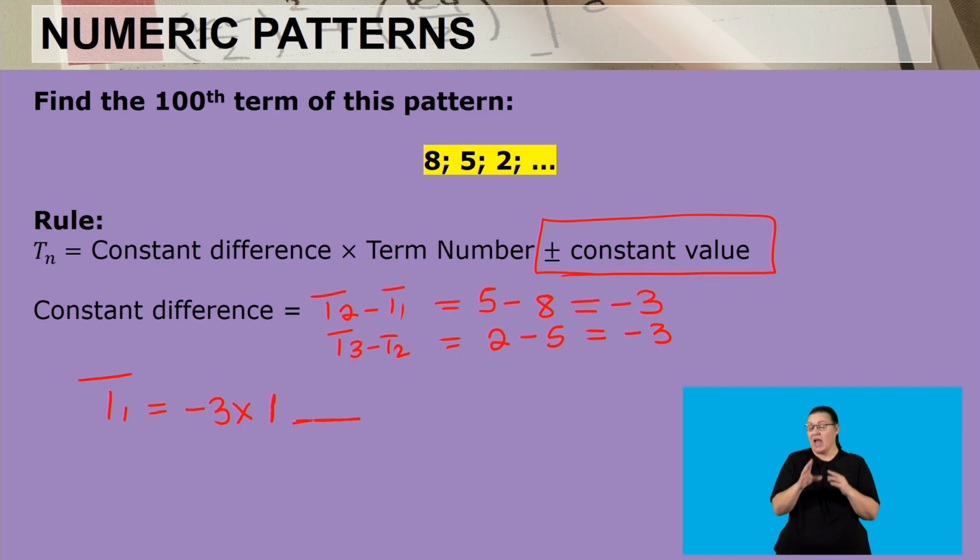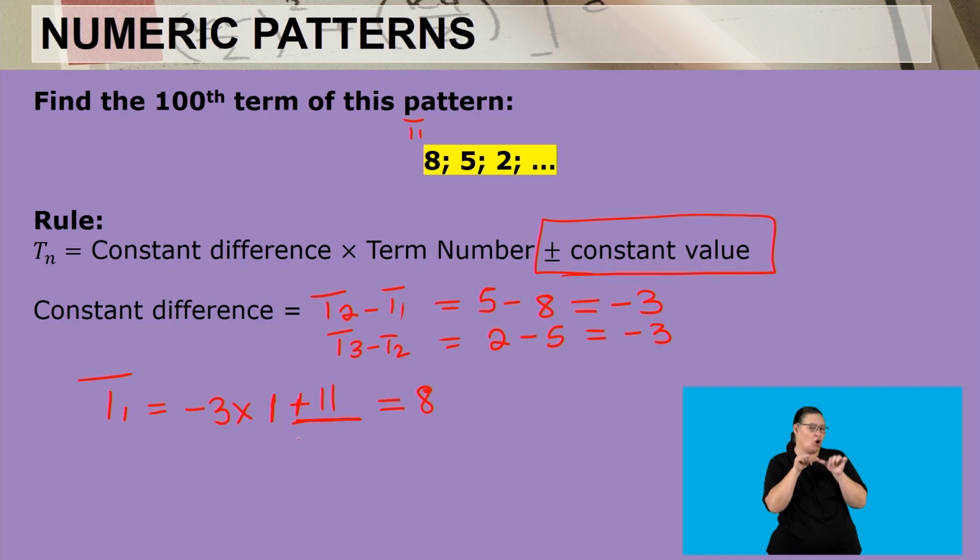Now, what are we going to add or subtract so that we get to our first term, which is 8 in this case? So negative 3 multiplied by 1 is, of course, a negative 3. But from negative 3, how do we get to an 8? Well, if you are thinking that we are going to add an 11, then you are absolutely correct, because from negative 3, we add 11 so that we can get to a positive 8.